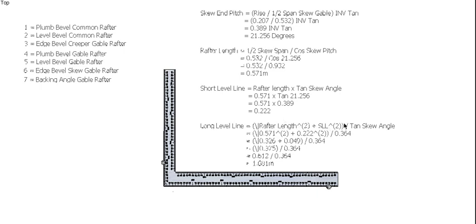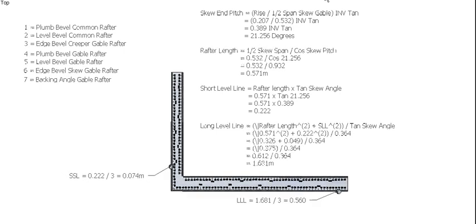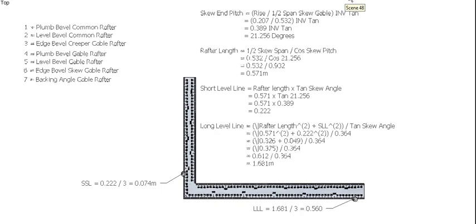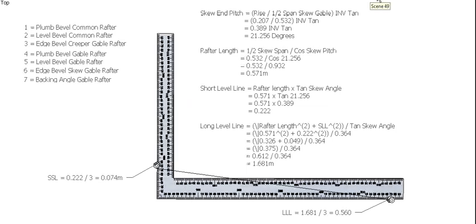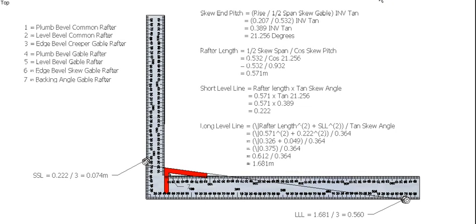Once we've gone through all this Pythagoras process, we divide that by the tan of the skewed angle, this one at the top again, and that will give us our long level line. Once again, this is that backing angle, so it's very, very shallow. And there it is, the backing angle for the gable rafter.